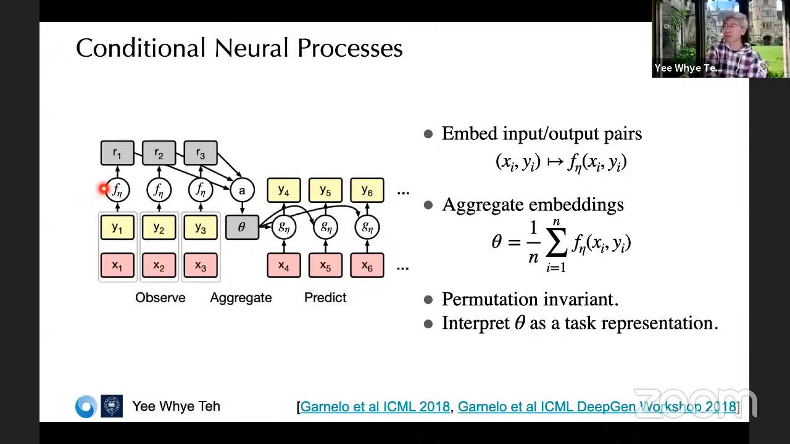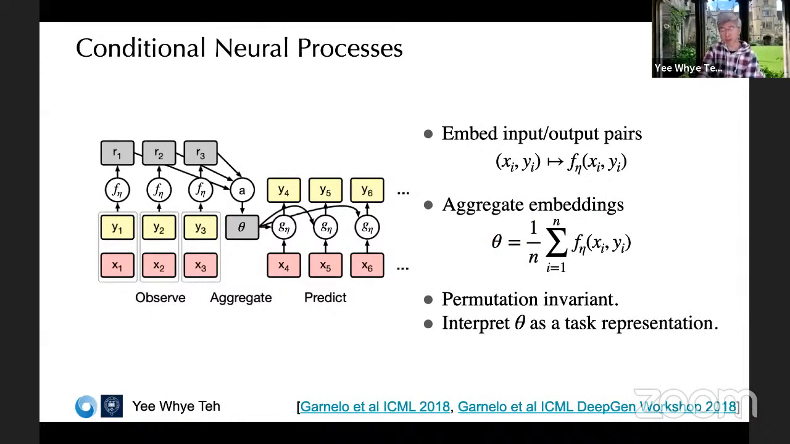So this function f computes an output, which is given by r, which you can think of as a representation of the corresponding training input-output pair. And then we're gonna take each of these r vectors and we're simply gonna average them or sum them, okay? So this A here is an aggregation operation. So theta here, which is gonna be our representation of our task, is simply gonna be an average of the corresponding r vectors over the training sets. And we're gonna take theta as a representation of the task.